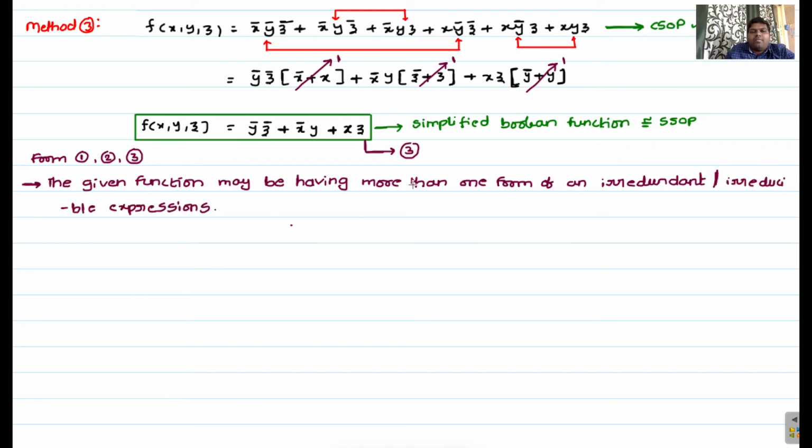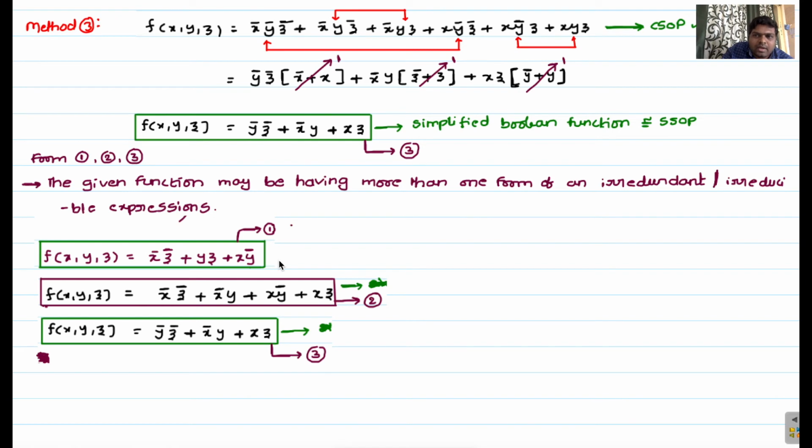So the given function may have more than one form of irredundant or irreducible expressions. In our example, we have three irredundant expressions, right? Here you can observe one thing. These are the three irredundant or irreducible expressions. This is the first expression, second and third. Out of these three expressions, which one is the minimal expression?